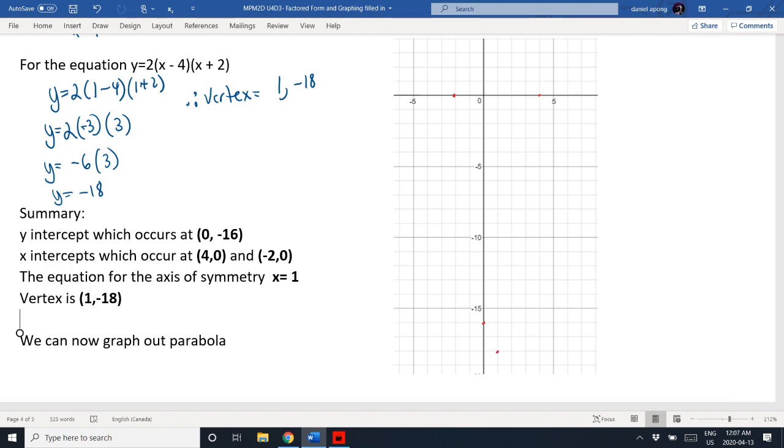And now we can start seeing the shape of our parabola. So we can draw that in. Take your time when you're drawing these. Okay, and we know our axis of symmetry occurs when x is equal to 1, so we can draw that right down here. And there we have our parabola, without doing a table of values.